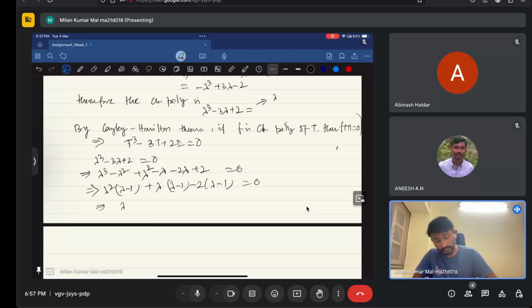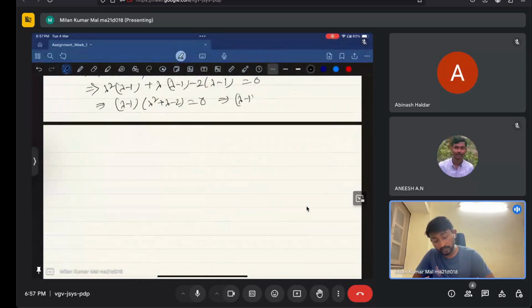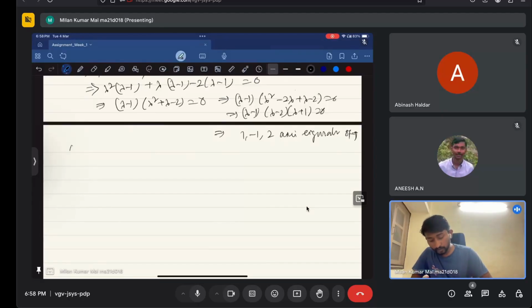So what we are getting here is lambda minus 1 times lambda square plus lambda minus 2. Sorry, we already have this lambda square. So here we will have lambda minus 1 times lambda square minus 2 lambda plus lambda minus 2 equals 0. So we have lambda minus 1, lambda minus 2, lambda plus 1 equals 0. Therefore 1, minus 1, 2 are eigenvalues of T.